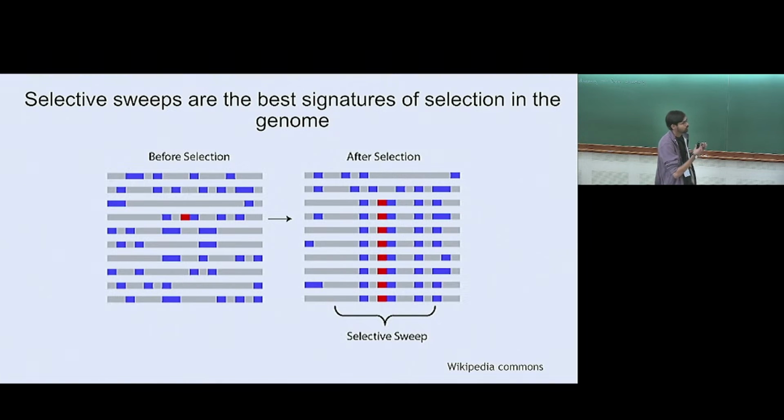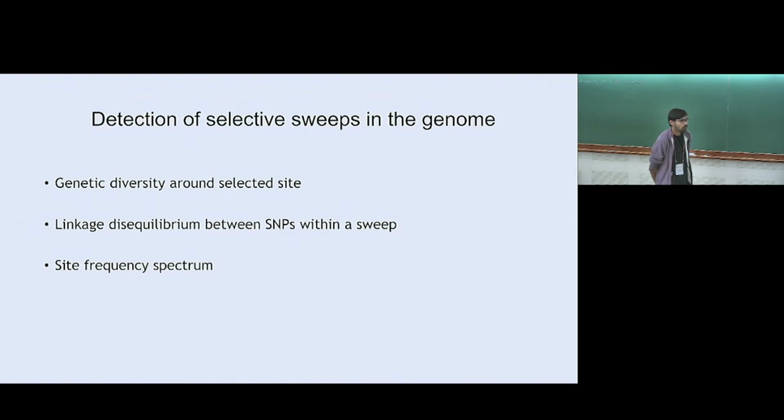Since usually the genomes are extremely large, you need to identify, in those millions of base pairs, where a selective sweep is occurring. And so I will talk about 3 distinct features of this selective sweep that you can use to identify where selection is occurring. One of the most intuitive features is a decrease in genetic diversity around the selected site.